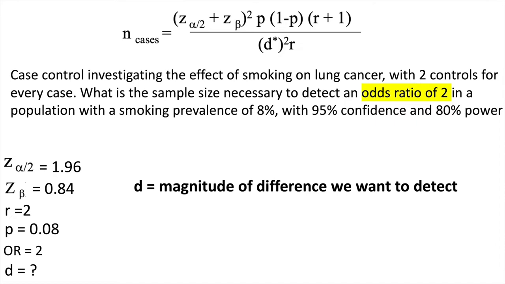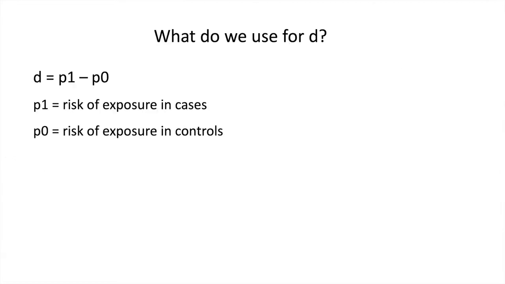We don't have an obvious value for D here, but we do know that D is the magnitude of difference we want to detect, and it's a difference in proportions. We have an odds ratio here, which is a relative value rather than an absolute value, as in a difference. And I'll show you what I mean by that. So D here is the difference between the risk of exposure in cases, or proportion of cases exposed, P1, minus P naught, which is the risk of exposure in controls, or the proportion of controls that are exposed.